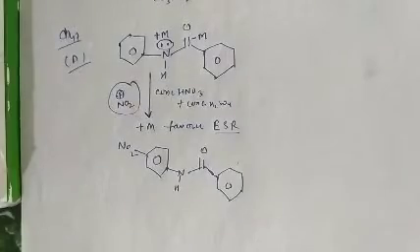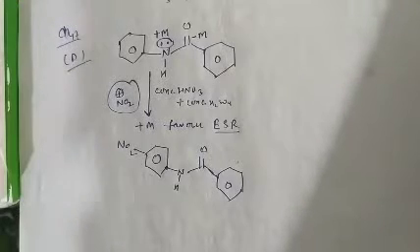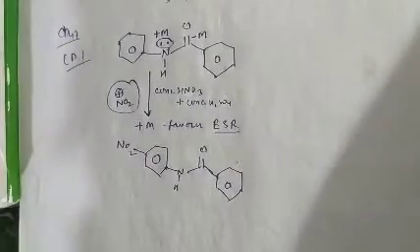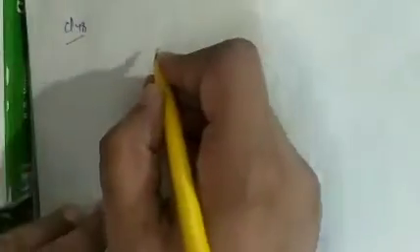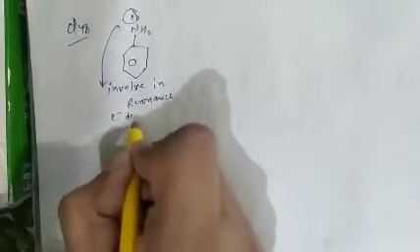See question number 48. Question number 48 is based on basic nature: which of the following compounds is most basic? Four compounds are given. As we can see, in aniline, this lone pair of electrons is involved in resonance. Therefore, electron density decreases on the nitrogen atom.